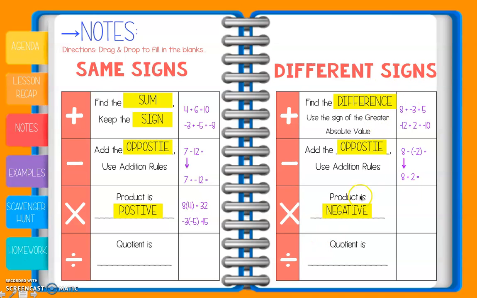If they are different signs, your answer is going to be negative. So for example, we have a positive 2 times a negative 3. That gives us a negative 6. We have a negative 12 times a positive 4. Those signs are different, so we have a negative 48.